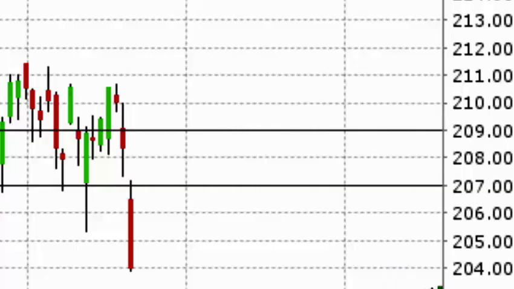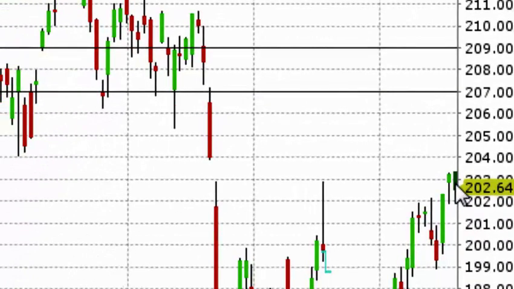Now the reason this can be placed as a high probability trade, if you think about it, if the shares are trading at 203, they need to rise over $4 in order for you to start losing money in this transaction. So this is a higher probability trade.